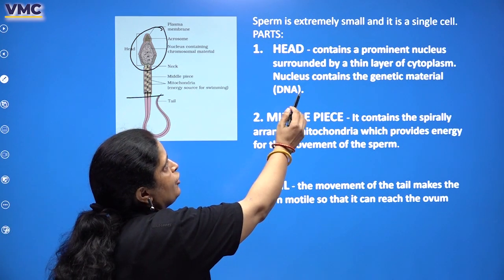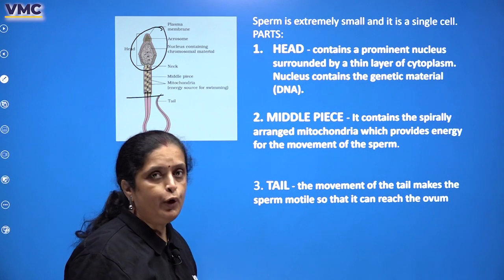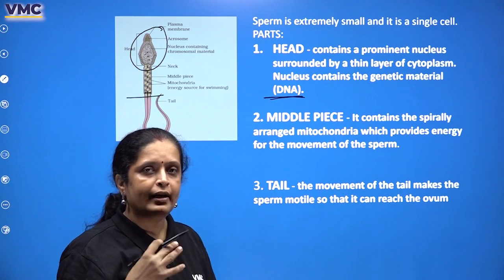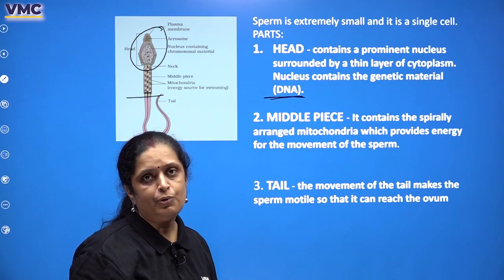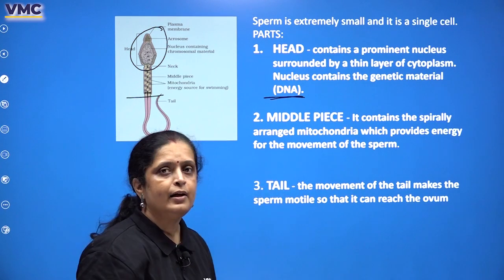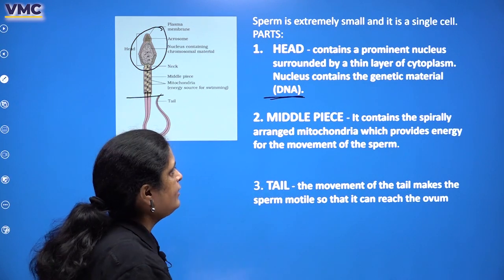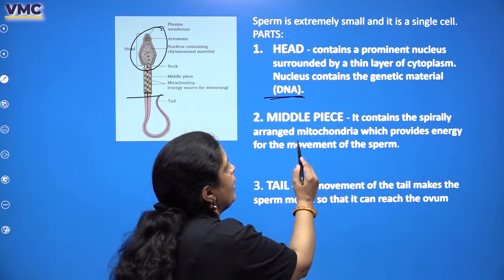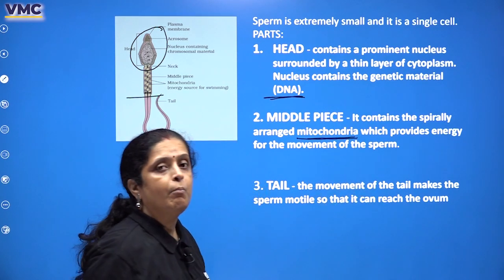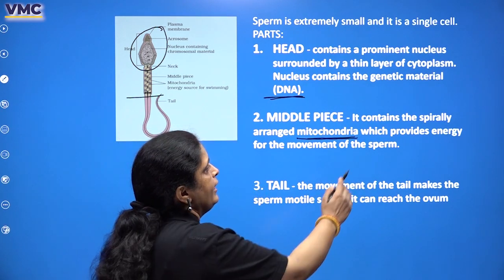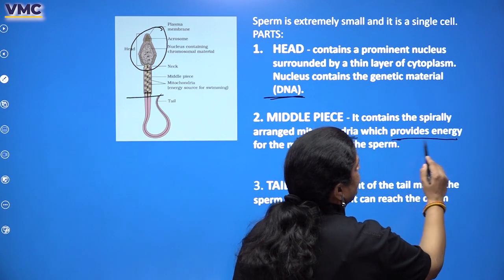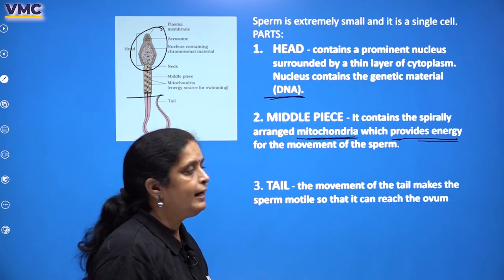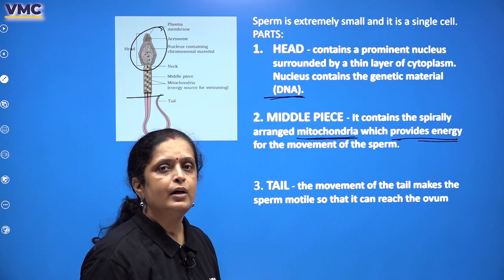The head contains the nucleus, and this nucleus contains DNA. So we have the head of the sperm which has the nucleus, and the nucleus has the DNA from the male partner, right? The middle piece, the neck region, contains mitochondria, and mitochondria provides the cell with energy. So the sperm also needs energy. It has to reach till the ovum or the egg, and thus this energy is produced by the mitochondria.